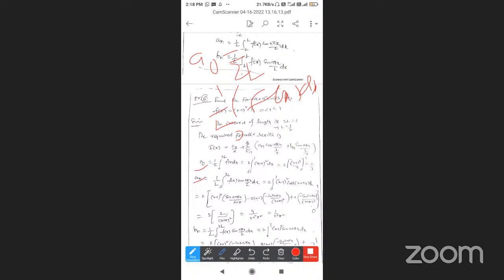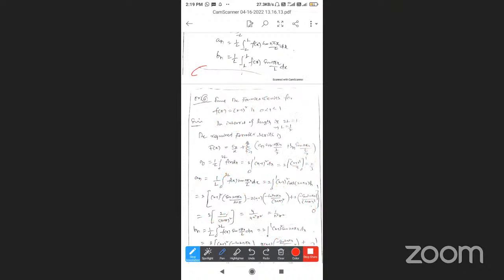So 1 by L, with L equal to 1, integration 0 to 2 of x minus 1 whole square into dx. Integration of x minus 1 whole square is x minus 1 whole cube by 3, with limits 0 to 2. Put x is equal to 2, the value is 1 by 3. Put x is equal to 0, it is minus 1 by 3, minus of minus lower limit, plus. So a naught value is 2 by 3.